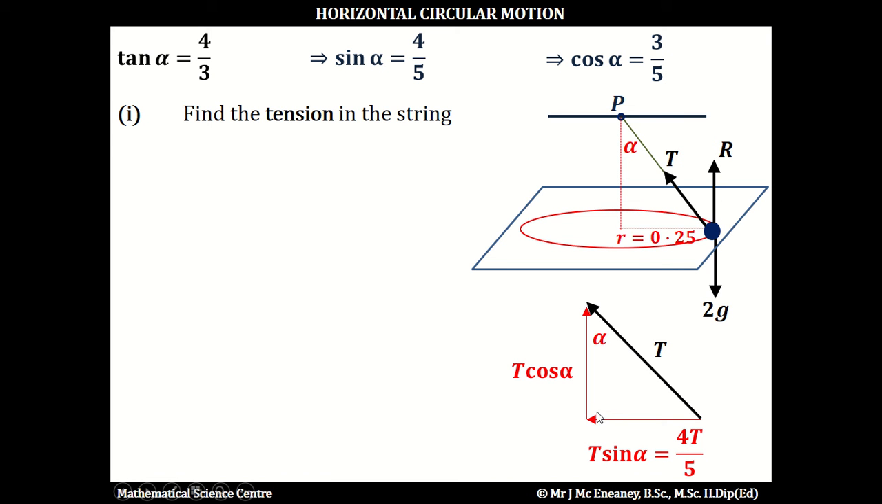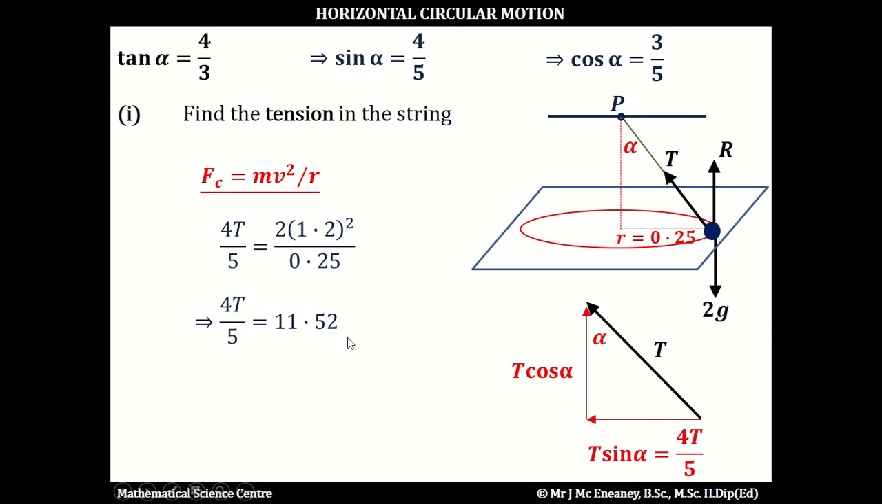Now if we want to find the tension T, this time we're going to start off using the centripetal force. Now Fc equals mv squared over r, and we're using this format because we know what v is. So the force towards the center is T sine alpha, which is 4T/5. This is going to equal the mass m, which is 2, times the speed v we're told is 1.2, squared, all over the radius r, which is 0.25. So on the left hand side, this is just 4T/5, and the right hand side works out as 11.52.